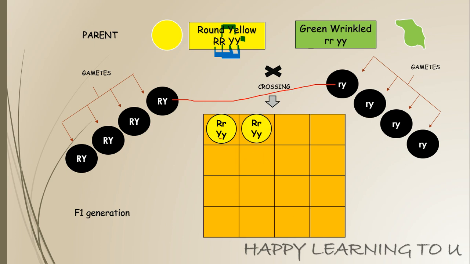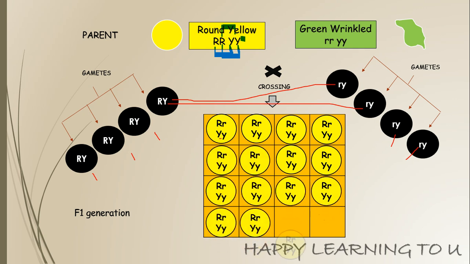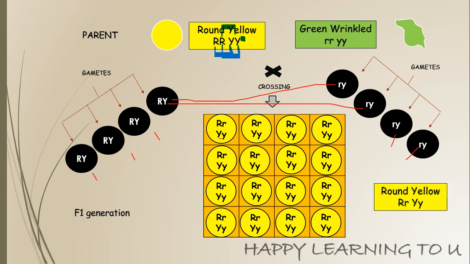Next, again this RY and this RY. Same thing if you repeat with this RY with each of these, and the remaining gametes 1, 2, 3 with each of these 4, what you get is all capital R small r, capital Y small y. So all the offspring here are round yellow, RrYy.